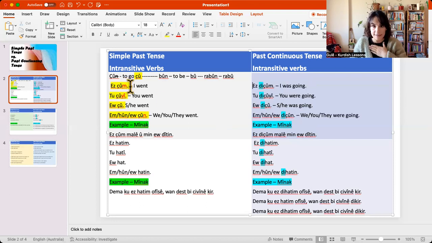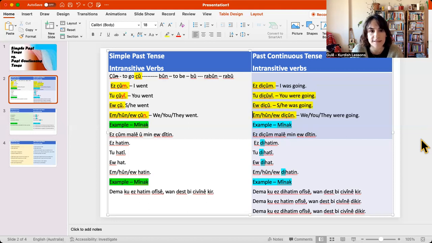So as chum, I went. With the prefix, I was going. We have only one difference, the prefix. To chuyi, with the prefix, you were going. Au chu, with the prefix. And plural for simple past tense is am hun au chun, and for the continuous form it will be with the prefix as well. So I was going, you were going, he, she or it was going, we, you, they were going. So let's repeat: chum, chuyi, chu, chun, each with the prefix.